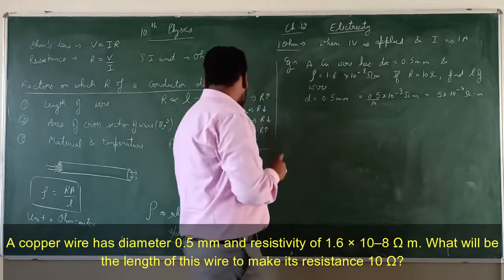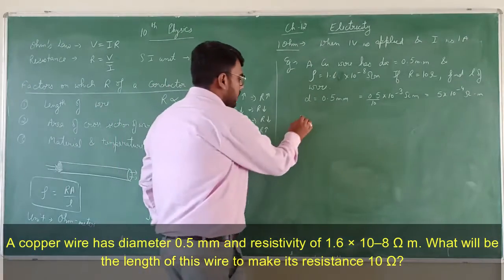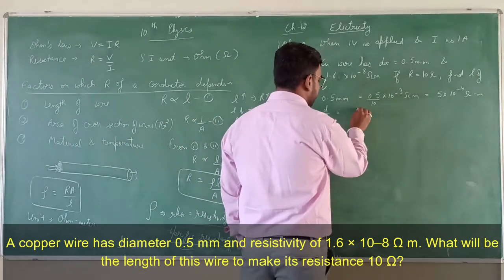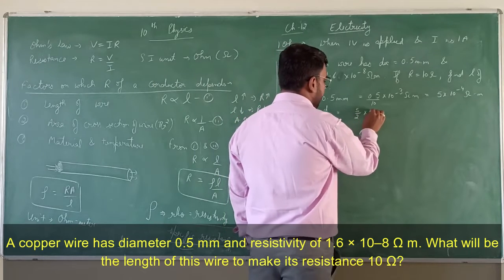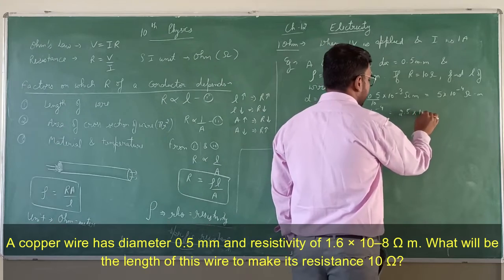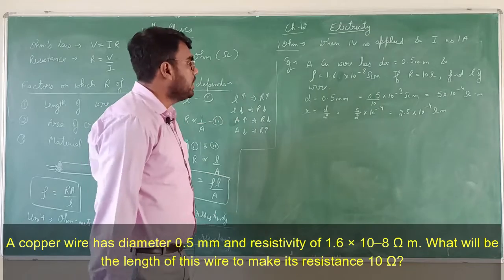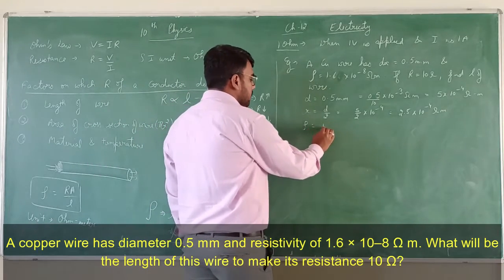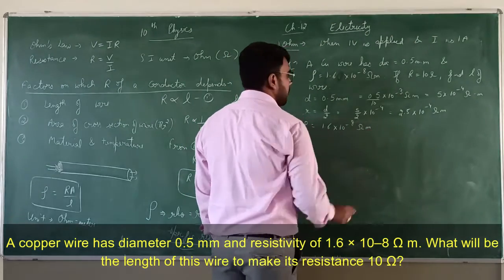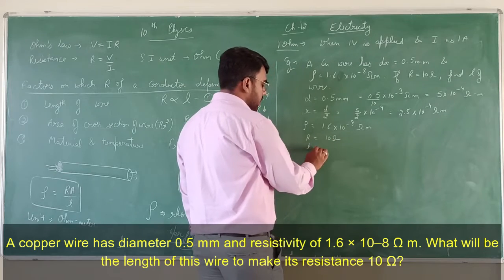We have the diameter and we need the area of cross section, which is pi r square. So we need the radius. The radius will be half of the diameter. What is half of 5? 5 by 2 into 10 raised to power minus 4, that is 2.5 into 10 raised to power minus 4 meter. This will be the radius. Next, resistivity is given as 1.6 into 10 raised to power minus 8 ohm meter, and resistance is given as 10 ohm. We have to find the length.